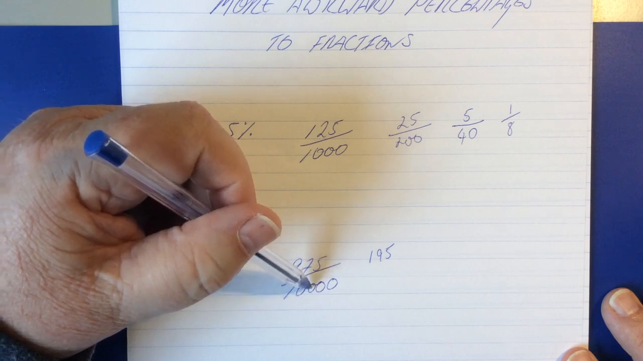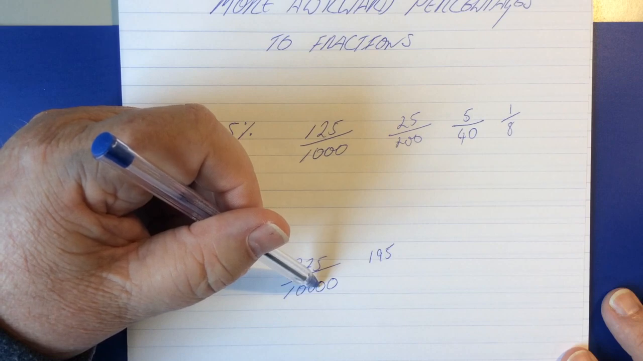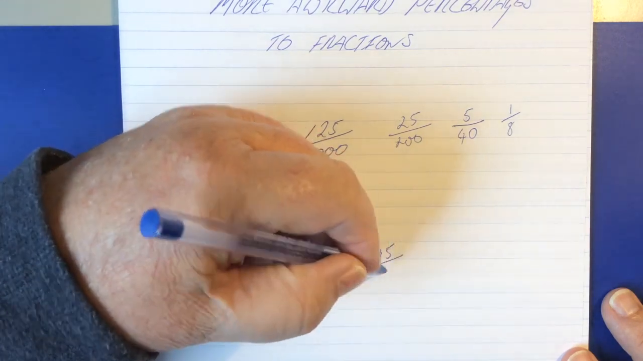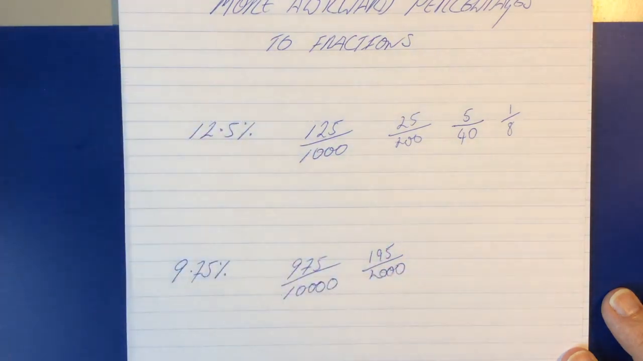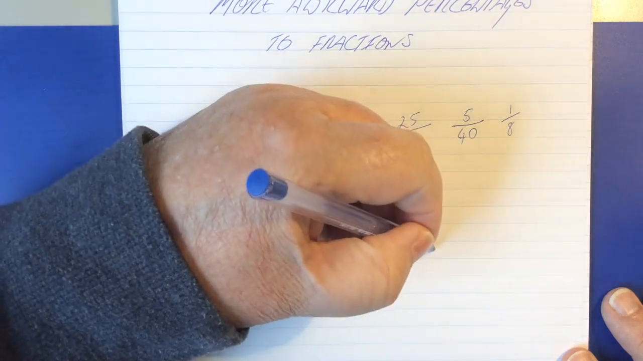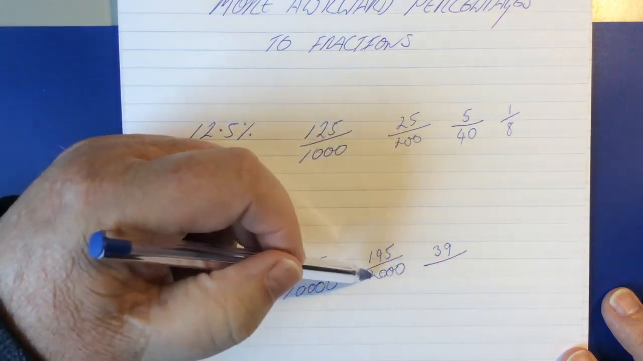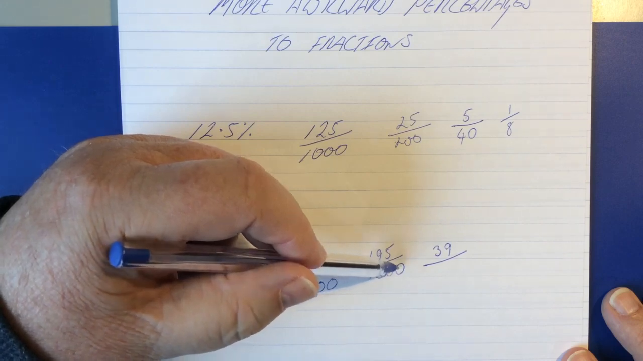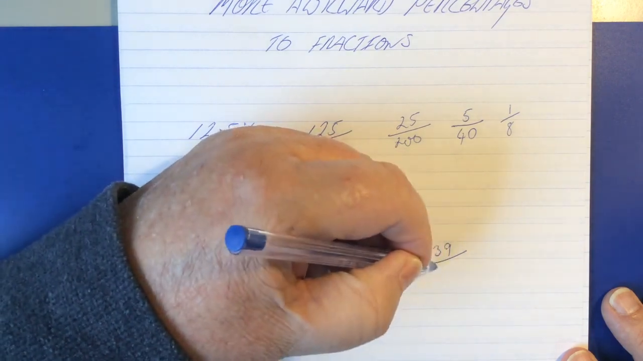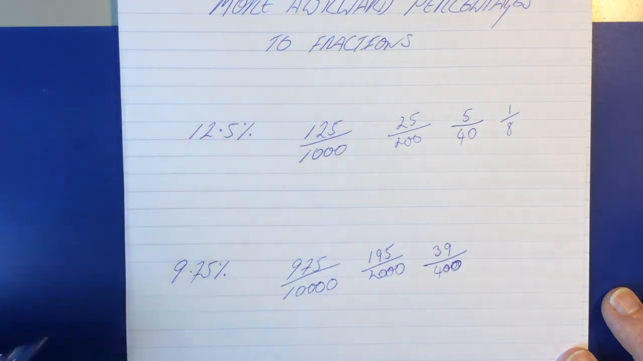5 2s are 10, 5 20s are 100, 5 200s are 1,000, 5 2000s are 10,000. How many 5s are there in 195? Let's see, 39. And how many 5s are there in 2,000? 5 4s are 20, 5 40s are 200, 5 400s are 2,000. Sorry, that's 400. Got carried away there with my zeros.